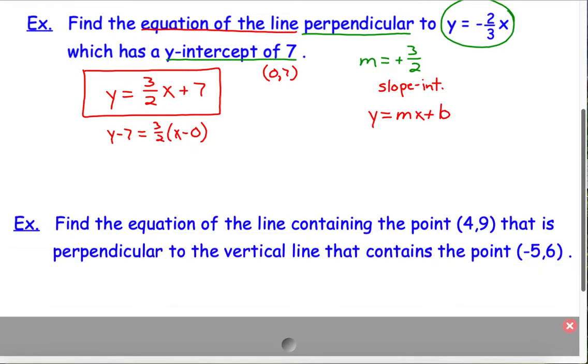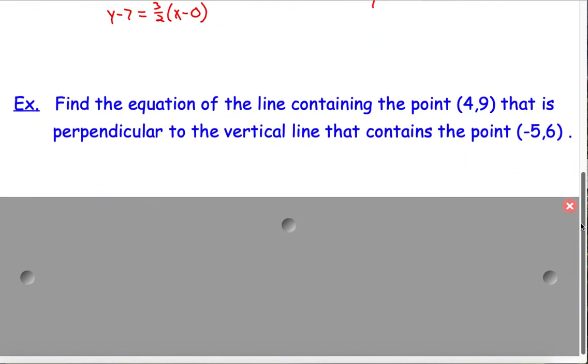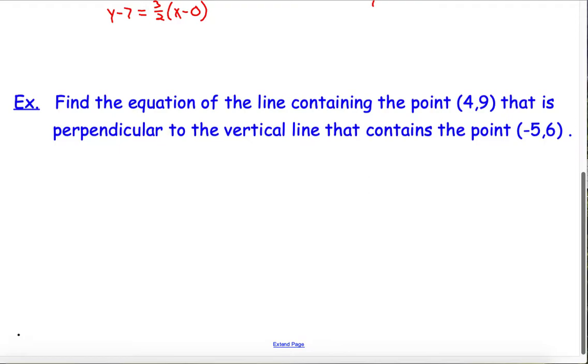All right, let's try another one. Find the equation of the line containing the point 4,9. It's perpendicular to the vertical line that contains the point negative 5,6. Okay, so there's a lot to unravel here. So you have to think through these problems because there's so many different variations that you can get.